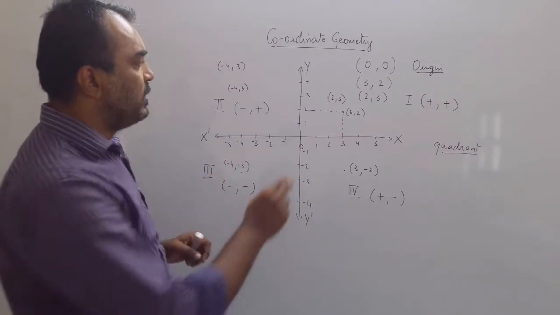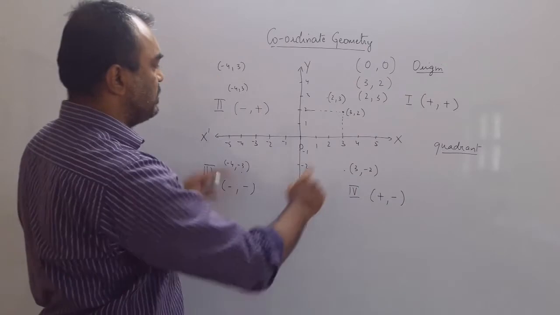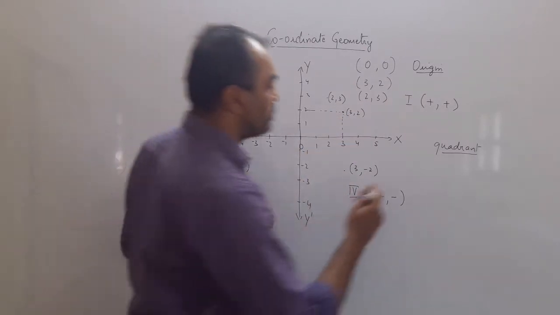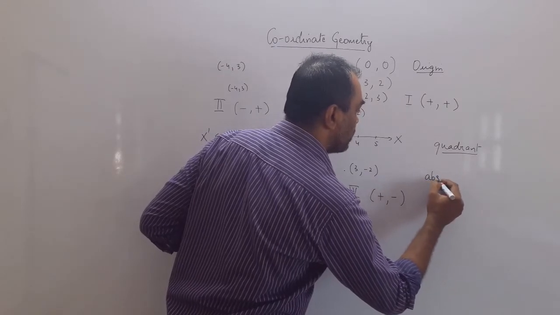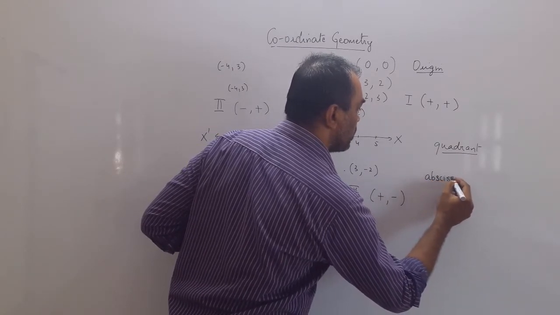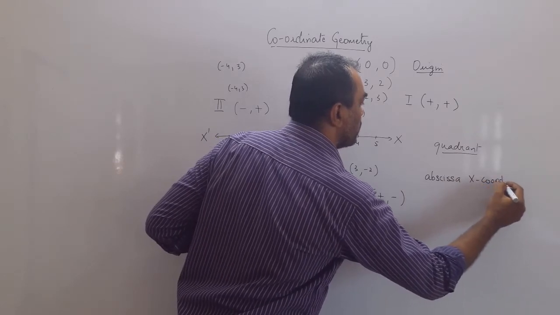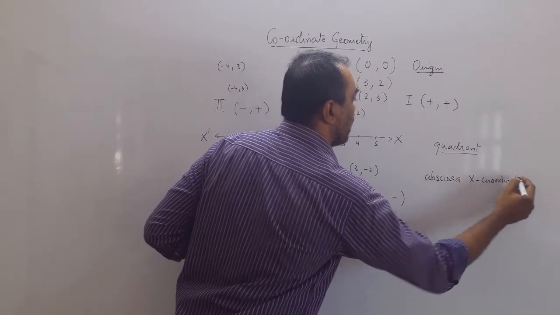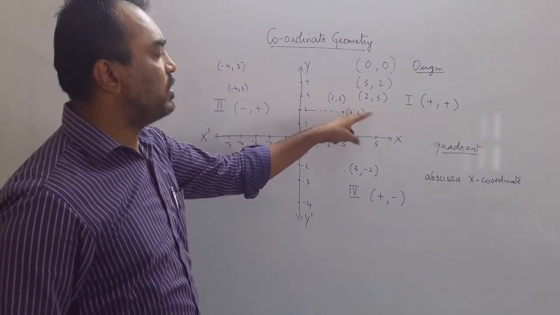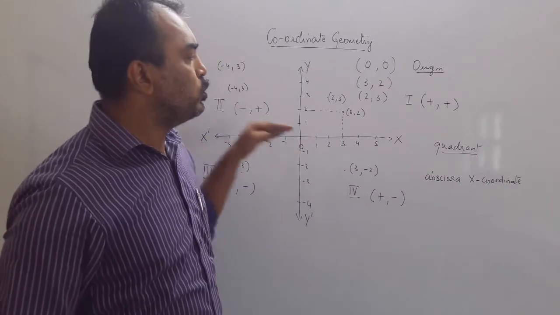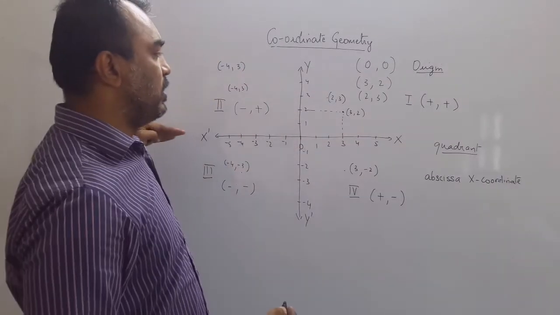So you always see in all these four cases, the first number, the first coordinate is called what? The abscissa, or the x coordinate. Means the first number is called the abscissa or the x coordinate. It shows you whether to the right or whether to the left.